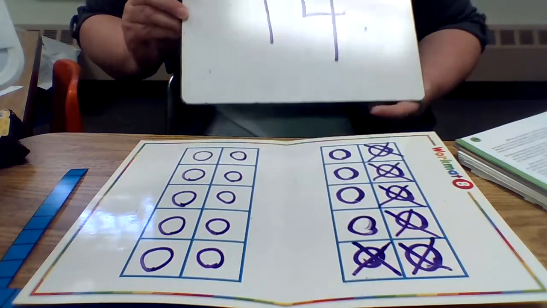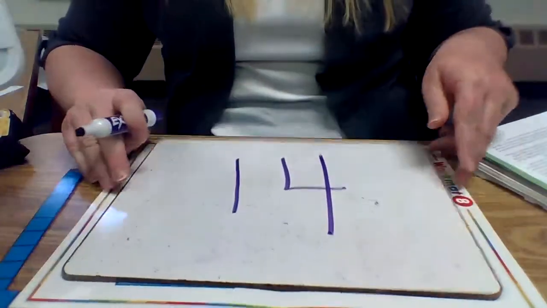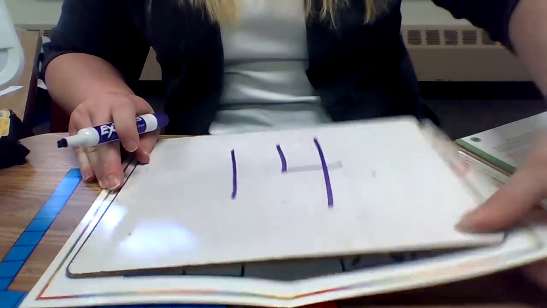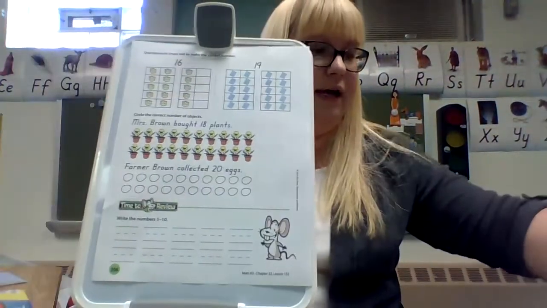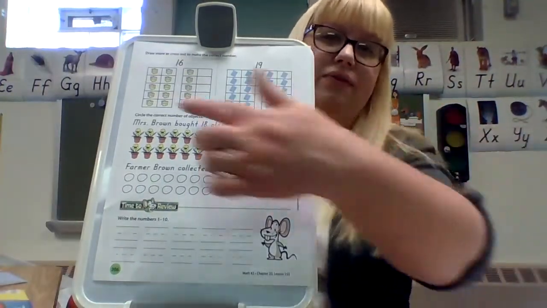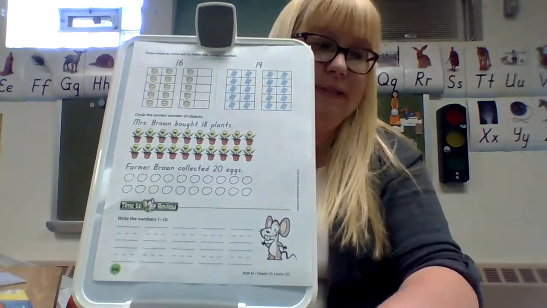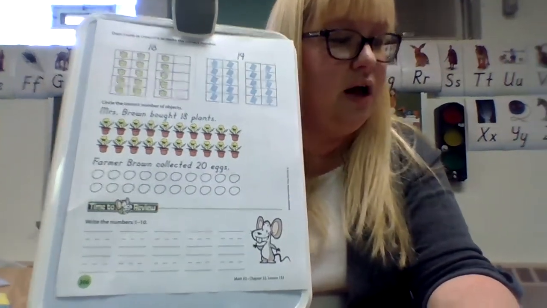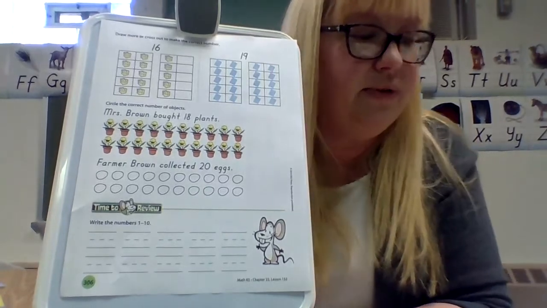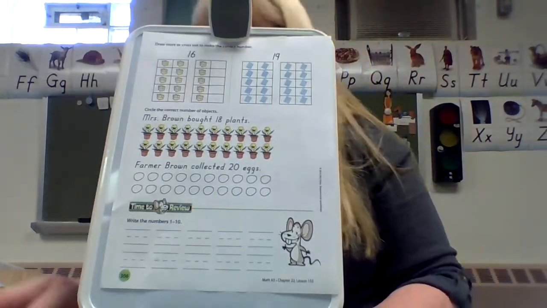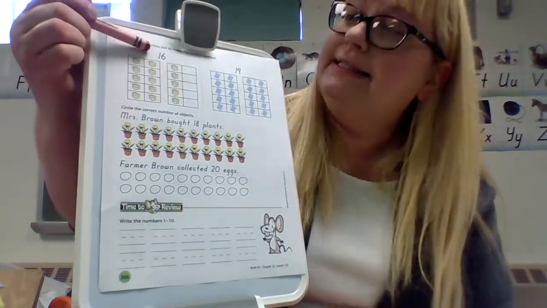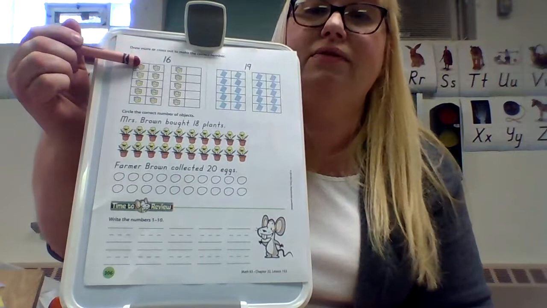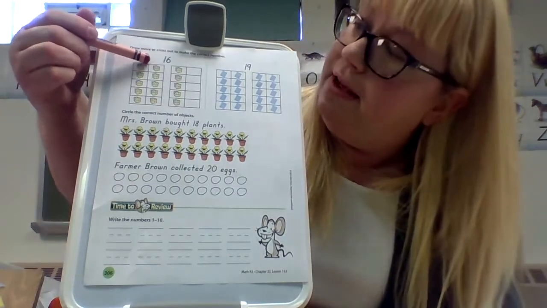All right, let's go back to our worksheet now and see how we can do this. Okay, so they want you to show them 16. It says draw more or cross out to make the correct number. Get my red. So we have the number 16 here. Remember, these are fives. We're counting by fives.